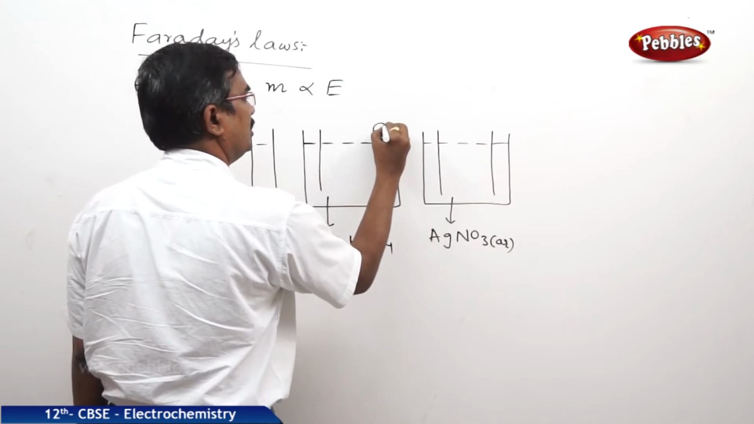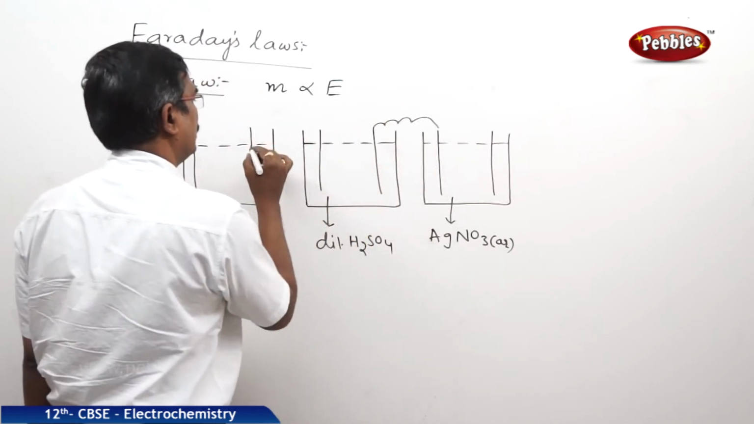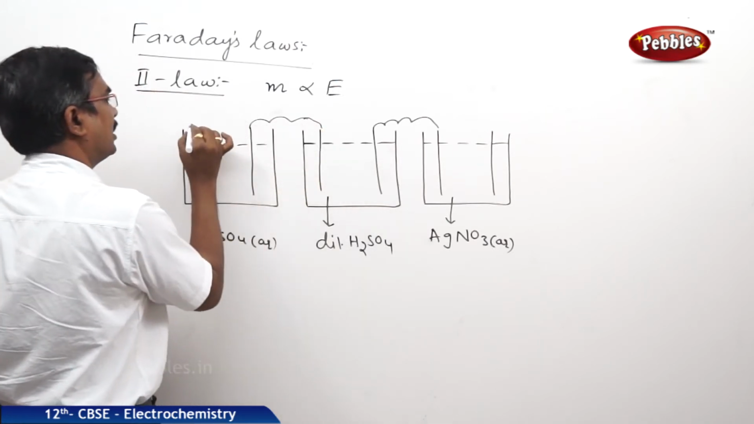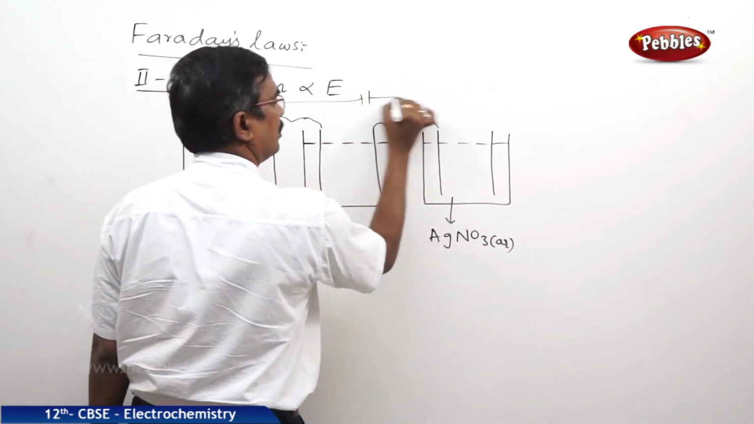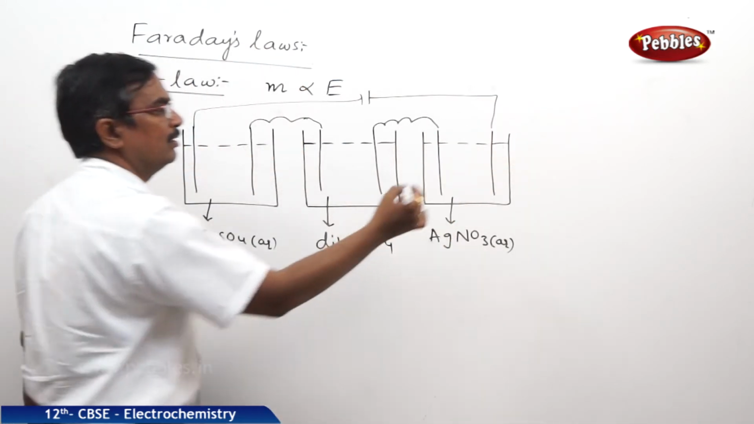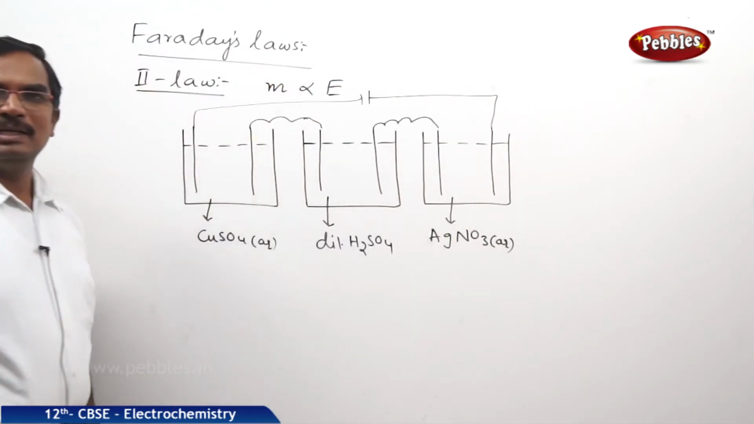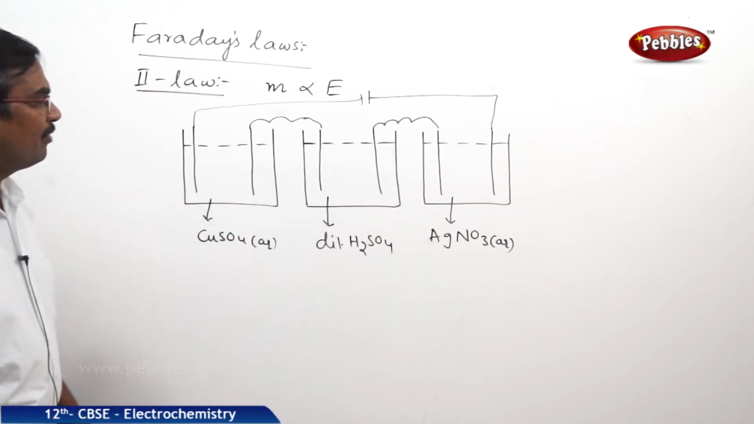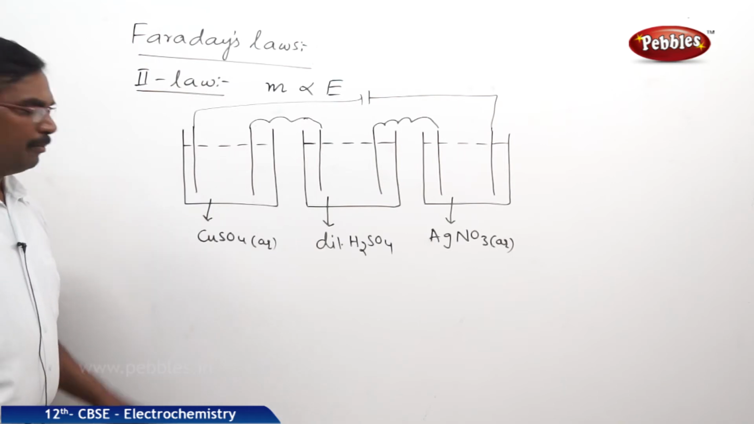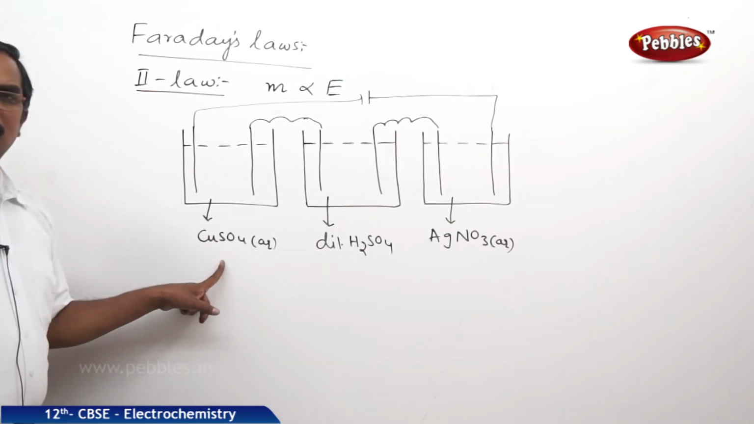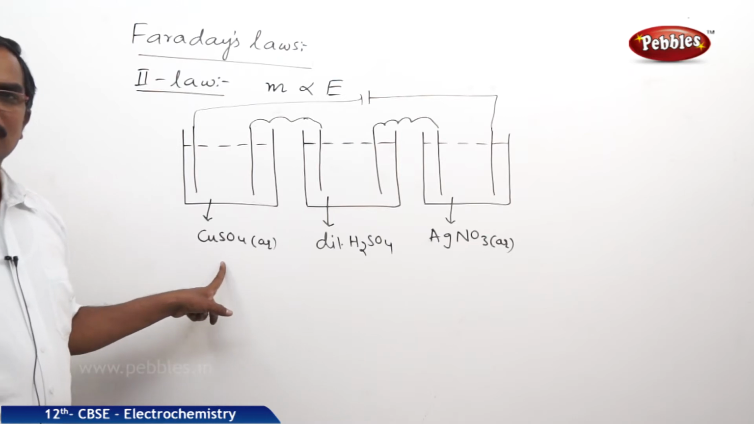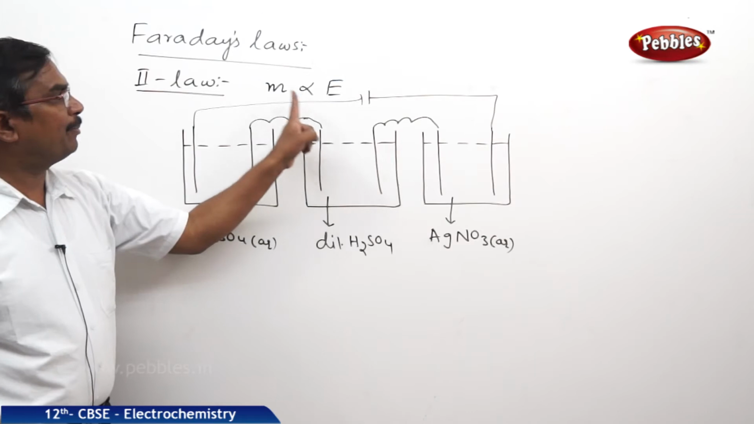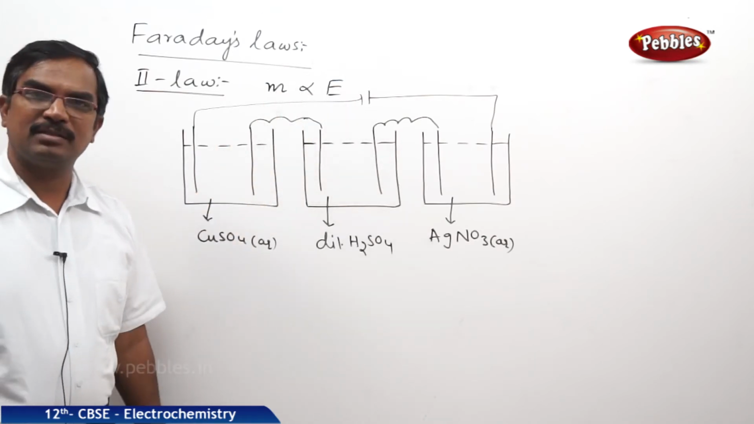So these three solutions are present in a series, okay, and so these are connected externally like this, externally. Now we have to use the same quantity of the charge throughout all this. Then according to the Faraday's second law, mass of the substance which is deposited or released or evolved in every corresponding case will be proportional to their equivalent weights.